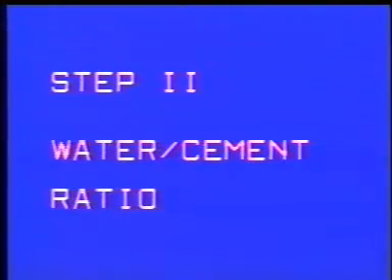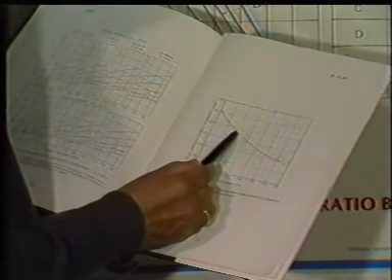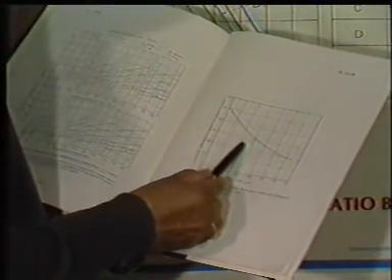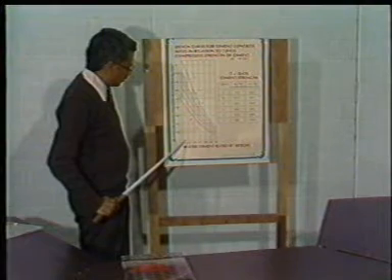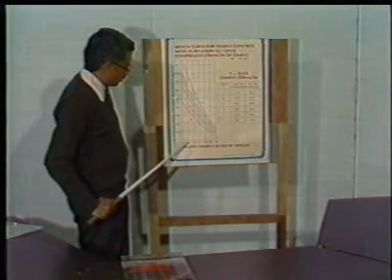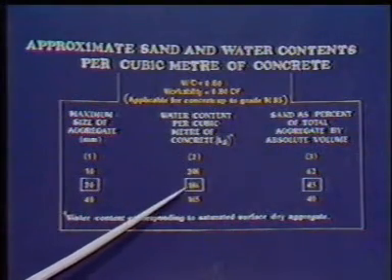Step 2. Water-cement ratio comes to 0.42. For moderate exposure condition, maximum water-cement ratio is equal to 0.55 for RCC.